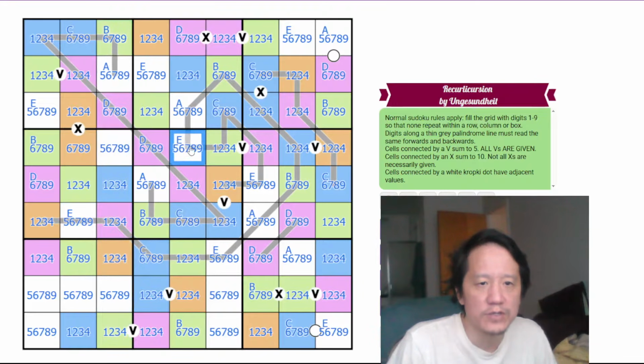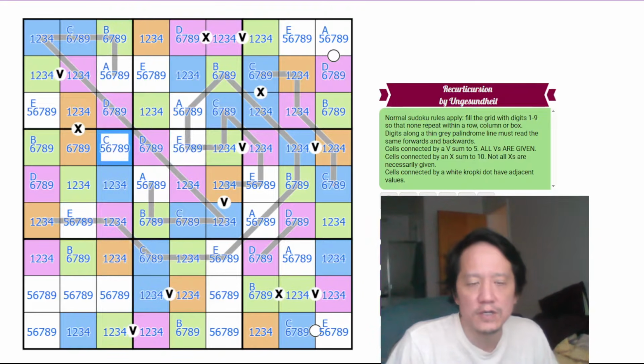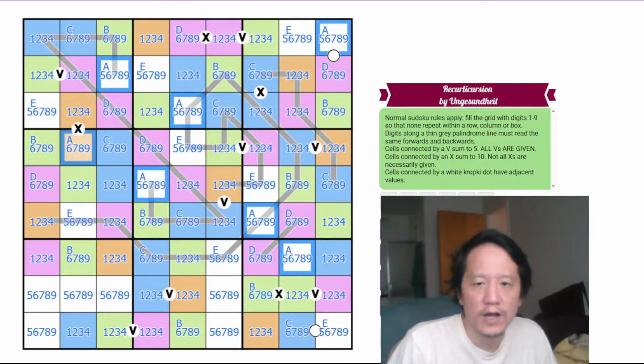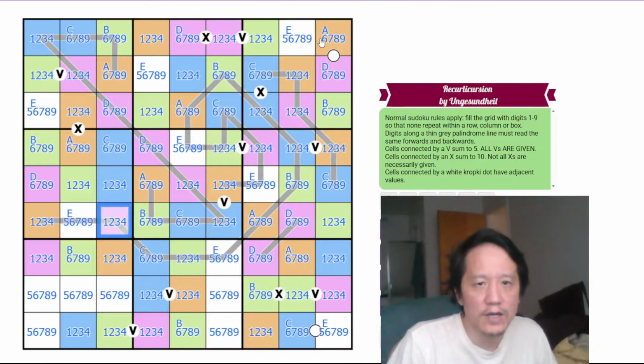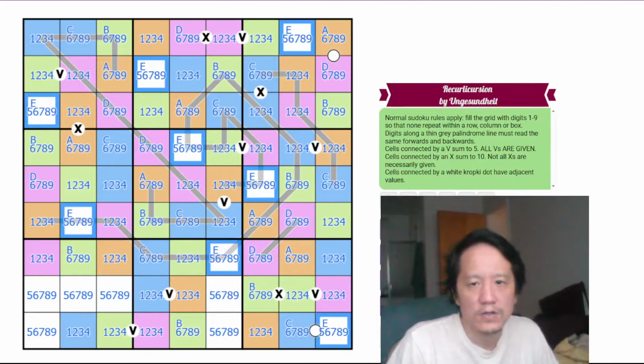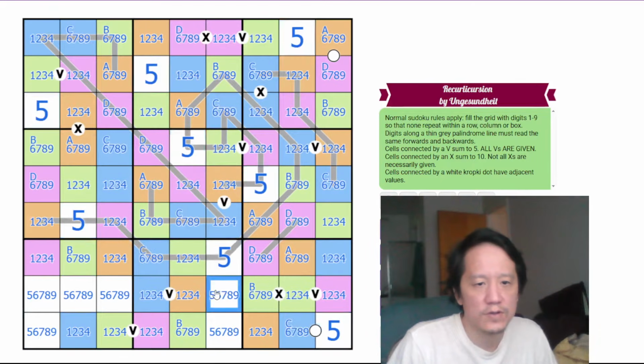This can't be E because of the E in the row, so this must be C, which forces that to be the high blue. And this can't be E. This must be A. So A are the high orange. So E has to be the 5. So E is 5, which means 5 cannot be here. 5 cannot be these or this. This must be a 5 here.